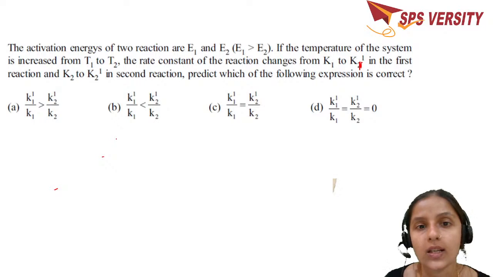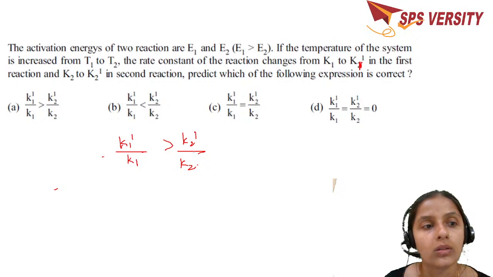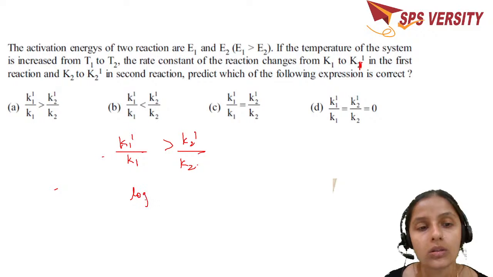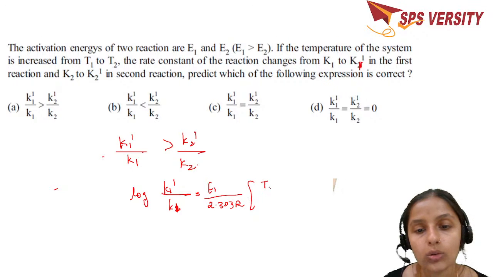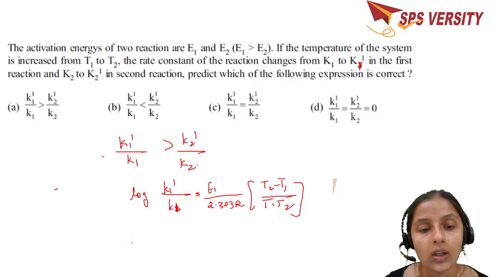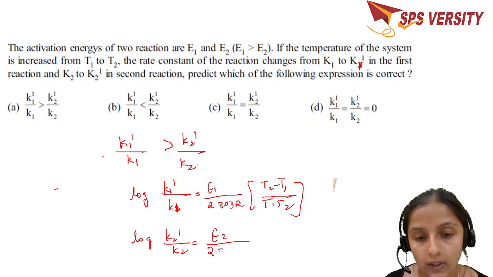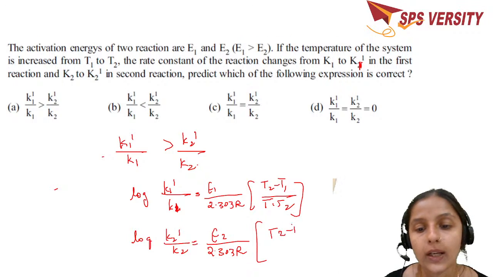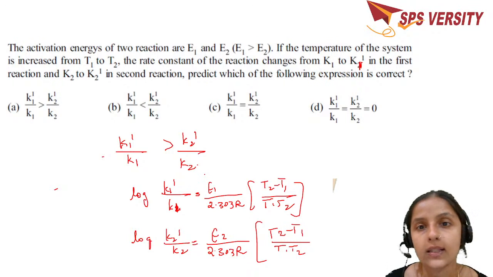The temperature of the system is increased, the rate constant changes. That's K1 dash to K1. This will be greater than K2 dash divided by K2. Take log K1 dash divided by K1, which is equal to E1 or EA divided by 2.303 R into T2 minus T1 divided by T1 T2. For the other, you take log K2 dash by K2, which is equal to E2 divided by 2.303 R, then again T2 minus T1 divided by T1 T2. When you take the common denominator, they have given E1 is greater than E2.